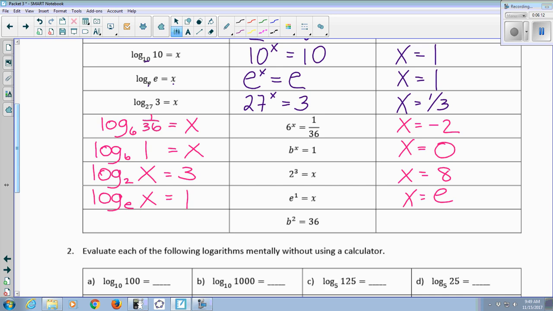All right, b squared equals 36. So my base is b, so I have log base b. My exponent is 2. Your log always equals your exponent. And then 36. Log base b of 36 equals 2 is equivalent to asking, I'm sorry, b squared equals 36. So what squared gives you 36? That would be 6. b equals 6.